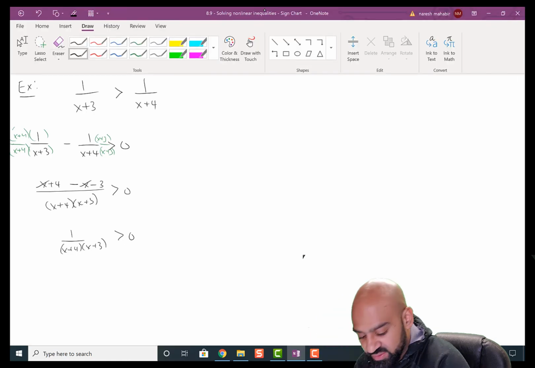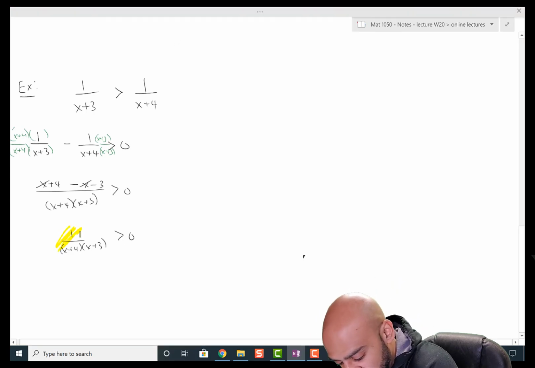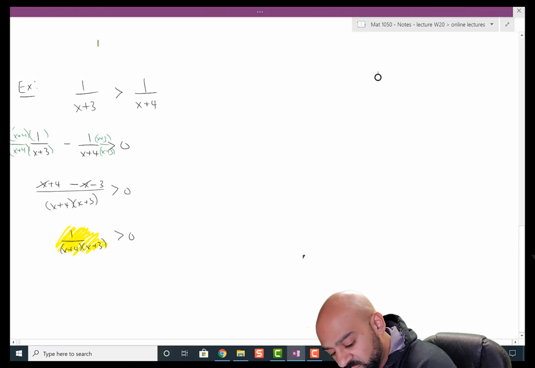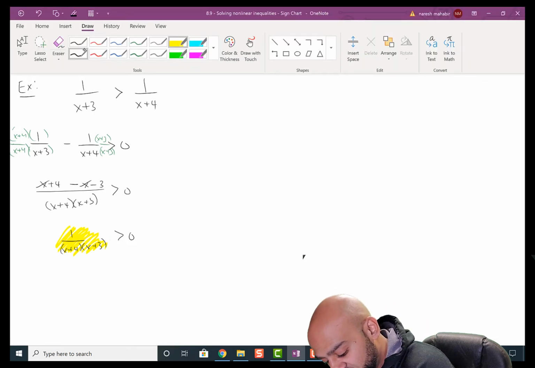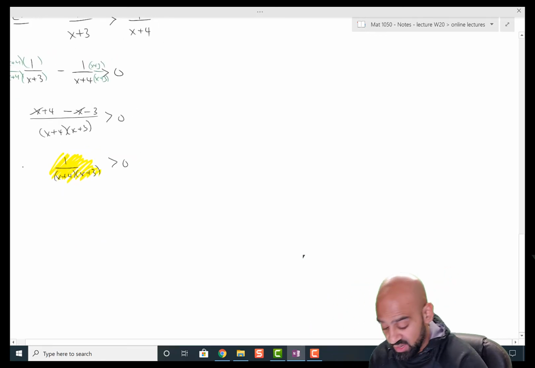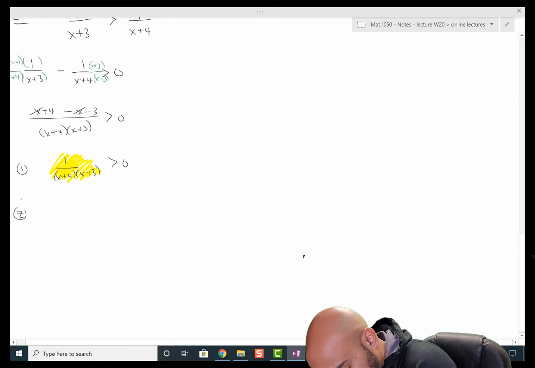Okay? So this is a guy. It's all combined. It's all factored out. There's a number up top, though. But that number is 100% positive all the time. So in our sign charts, my numerator is going to be positive all the time, okay? So now, this is step 1.